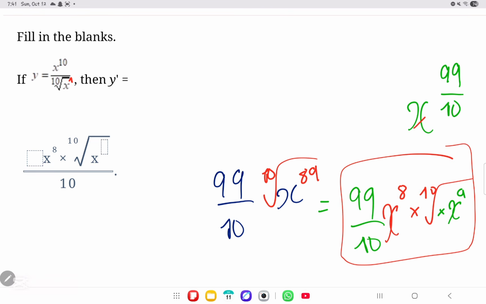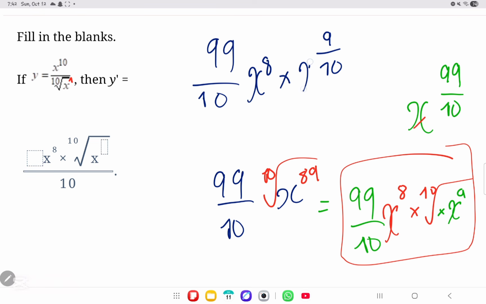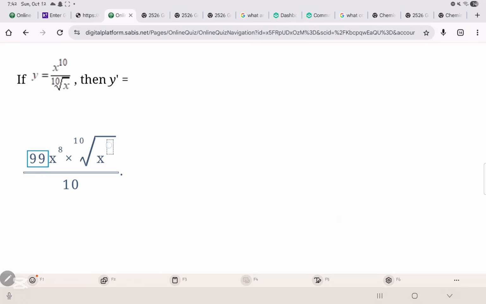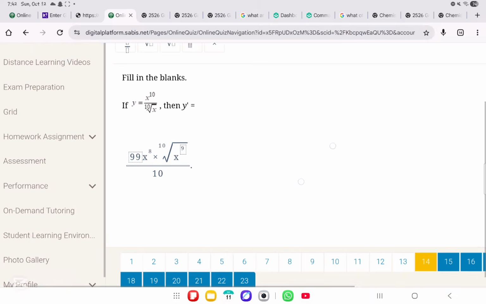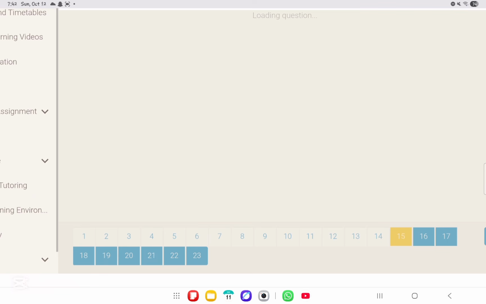Of course, if you use the calculator method and you had x to the power of 8, 9 over 10, you have this as a whole number. So that's going to be x to the power of 8 times x to the power of 9 over 10. So x to the power of 9 over 10 is the 10th root of x to the power of 9. So very simply, it's 99 x to the power of 8 times the 10th root of x to the power of 9, all of it over 10. We'll move on to question number 15.